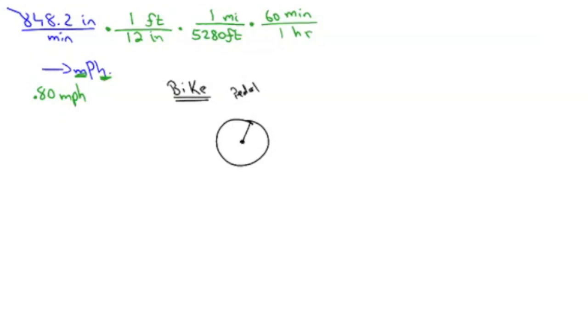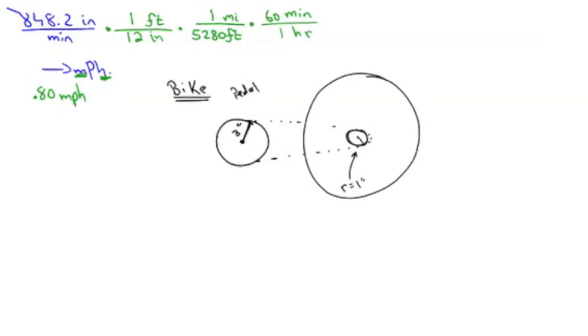Let's say your pedal has a gear that is about 3 inches, with those little sprockets on it. Connected to this is a chain, of course. The chain goes down here to a smaller sprocket. Let's say the radius of this one is 1 inch. So you're going from a 3-inch pedal gear to a 1-inch gear on your back wheel. And then your back wheel is attached to that, and let's say it has a radius of 24?